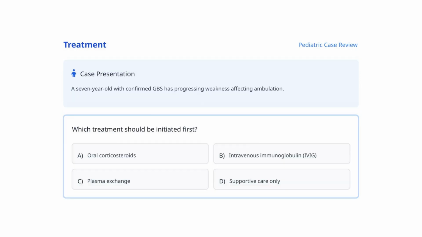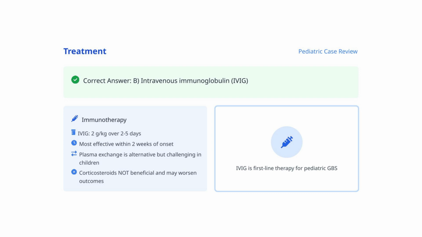A 7-year-old with confirmed Guillain-Barré syndrome has progressing weakness affecting ambulation. Which treatment should be initiated first? Is it A, oral corticosteroids, B, intravenous immunoglobulin, C, plasma exchange, or D, supportive care only? The correct answer is B, intravenous immunoglobulin.